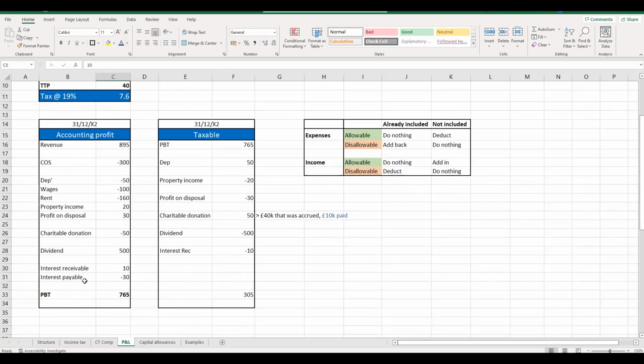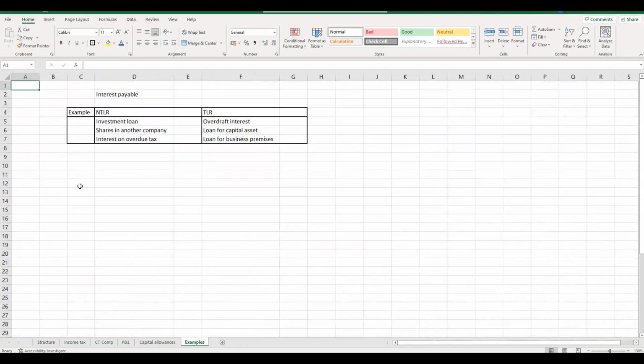Now, interest payable is probably one where you just need to learn the different types of examples, because this is where you will see a split between, is this non-trade or is this trading loan relationships? The workbook does have a really good little section on this, and I'd strongly suggest having a read up. I've summarized it very briefly here, but essentially it all stems back to that key thing: is this interest cost that we've incurred as a business linked to our trade, or is it not linked to our trade?